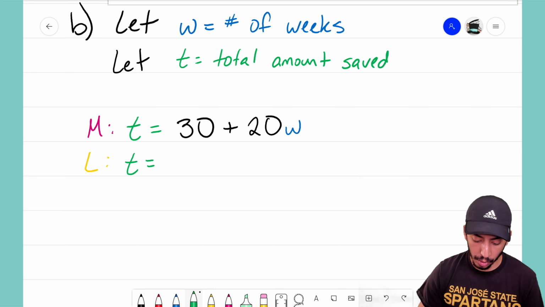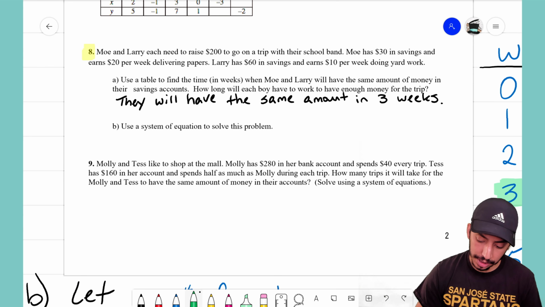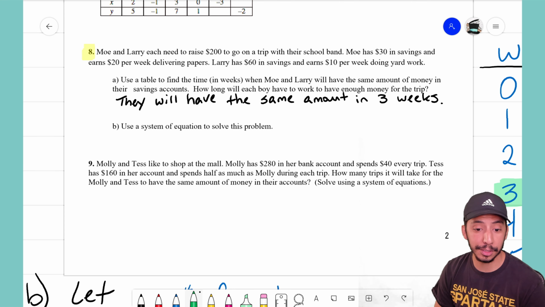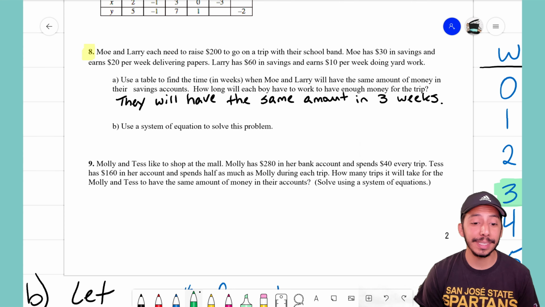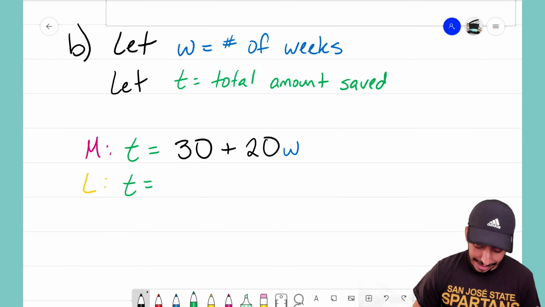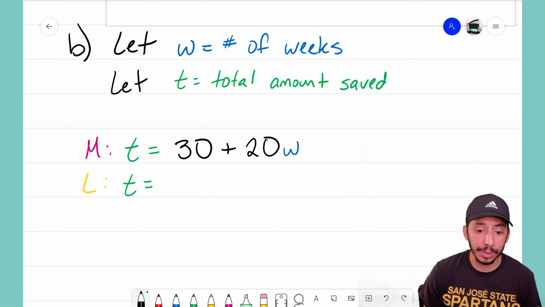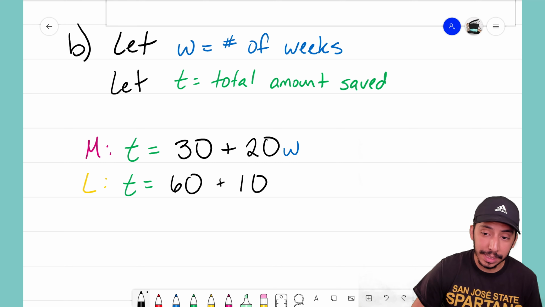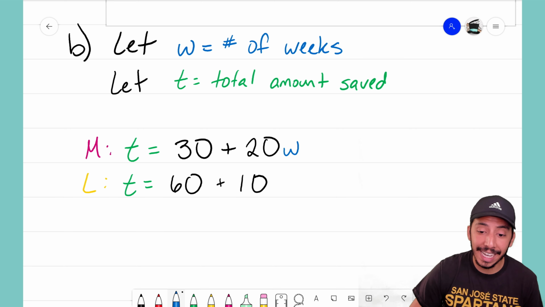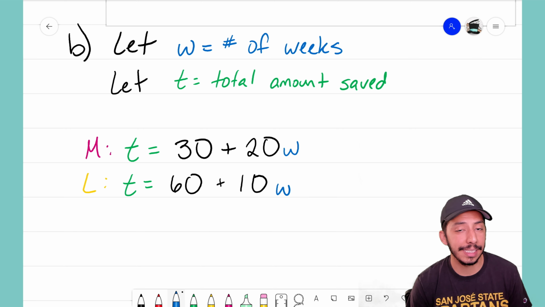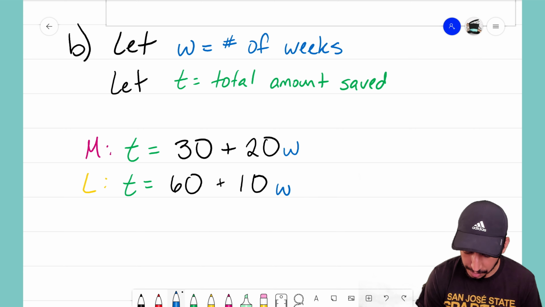So Larry, I'll scroll up here so we can reread that question. Larry has $60 in his savings account. 4 answers were in and they all match. So he starts off with $60 and he's earning $10 a week. So same idea here for Larry as it was with Mo. It's going to be 60. He starts with $60. He earns $10 a week. So that is our equation for Larry. T equals 60 plus 10W.